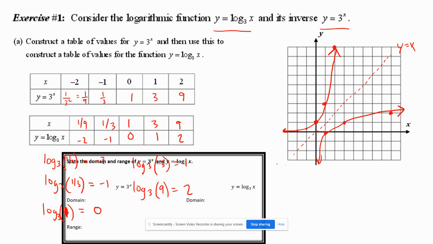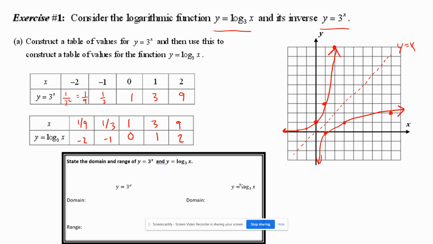So I need to erase some of this. So domain and range, that's going back a ways. That means domain is what x is allowed to be. Range is what y is allowed to be. So for the exponential function, x is allowed to be anything. I can plug in anything I want. So for x, we're going to say all real numbers, which means anything. As long as it's a real number, I can plug in fractions, whole numbers, negative numbers.